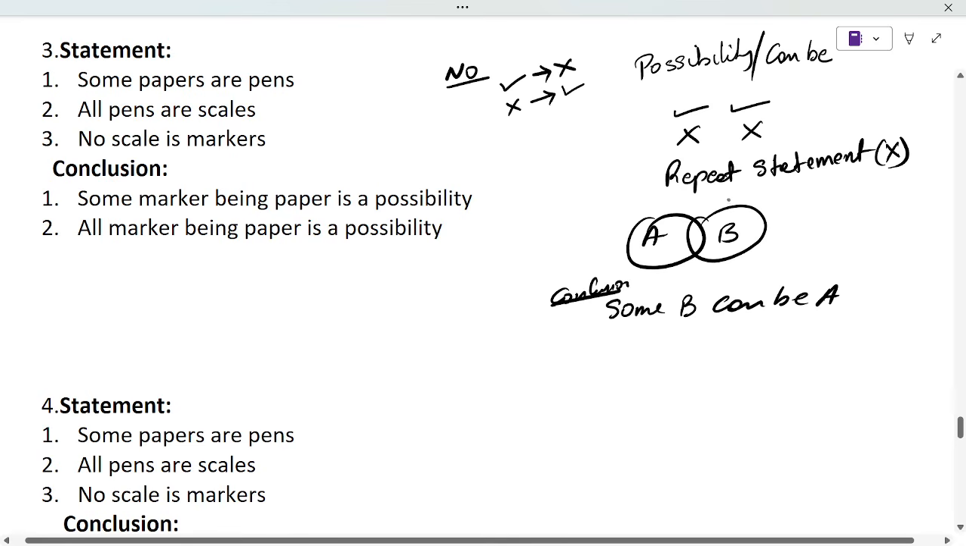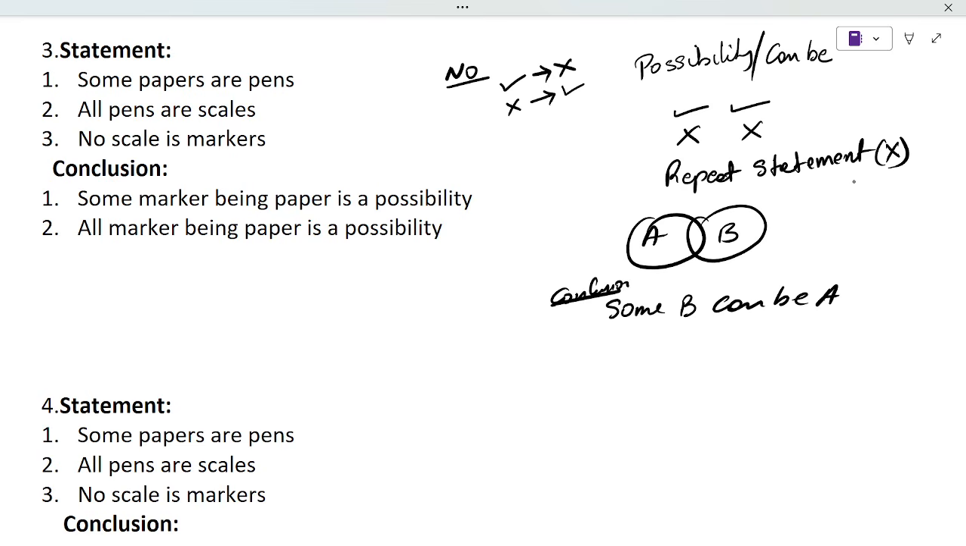Repetition from the statement will always be false. Make a diagram on the statement with B and A. They are touching, some B can be A, some part of B is A. They are already sharing, so this is repetition. It will be always false here.